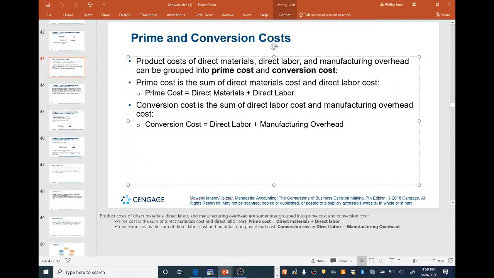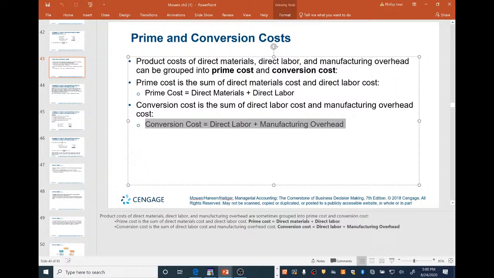Okay. Conversion cost is the sum of direct labor cost and manufacturing overhead costs. So once again, that's this bottom one here. Conversion cost is direct labor plus manufacturing overhead. And once again, why do you think they named this conversion cost? You have to have the direct labor and manufacturing overhead to be able to convert it from a raw material to a product, right? That's my understanding. It helps me remember these two different formulas between prime cost and conversion cost.